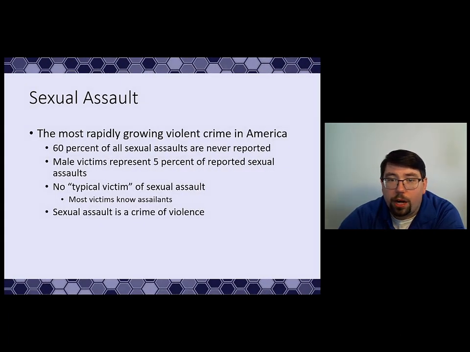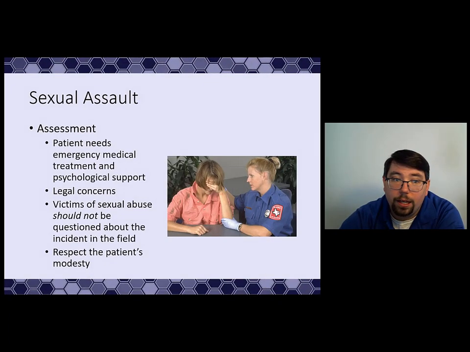It's always a possibility that you may run on a sexual assault. It's one of the most violent, growing crimes in America. 60% of all sexual assaults are never reported. Male victims represent about 5% of reported sexual assaults, so there's not one specific type of victim that you would see, right? But we do know that most victims know their assailant. And it is a crime, right? Sexual assault is a crime of violence, and it needs to be treated like such.